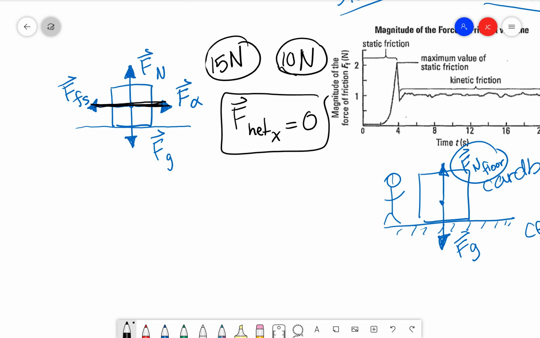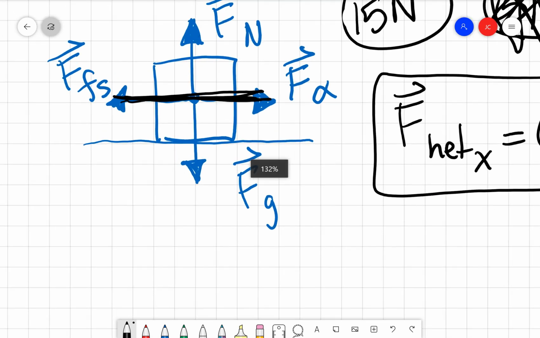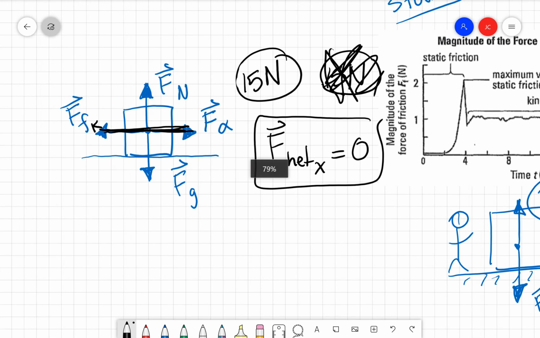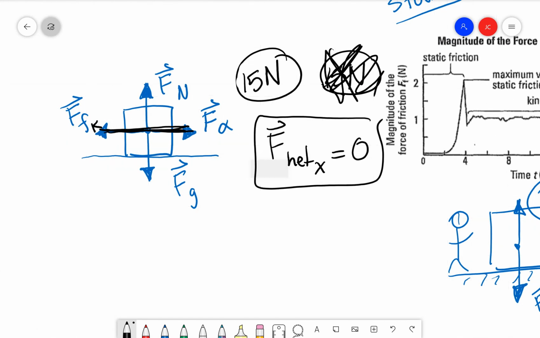At 15 Newtons, all of a sudden, static friction is going to give up. This whole thing is going to break. Static friction can't give you 15 Newtons, so it won't. And all of a sudden, your active force has overpowered static friction, and the box is moving. Static friction here is going to be replaced by kinetic friction, which is a lower value, and it's going to stay constant as long as you keep moving the box.